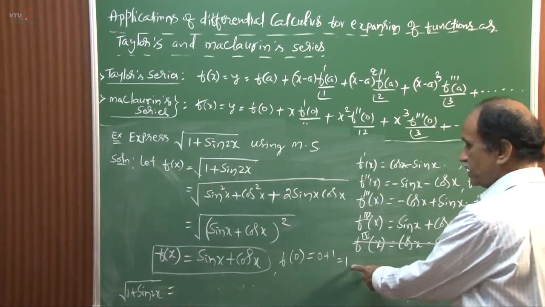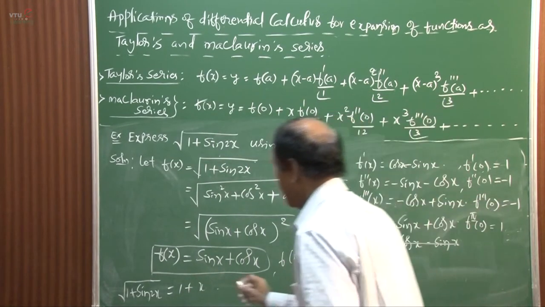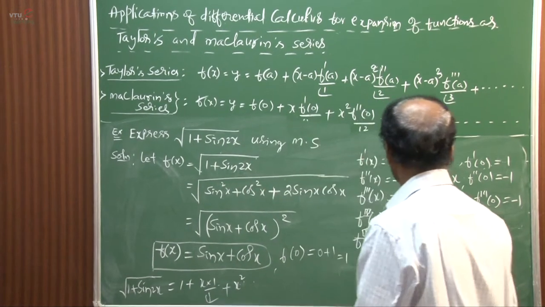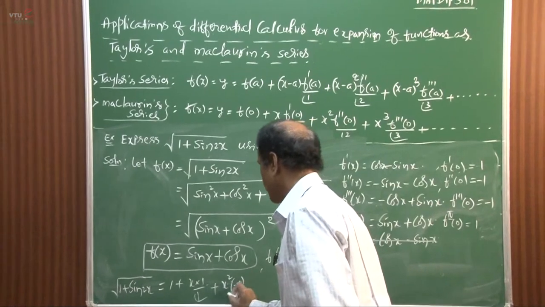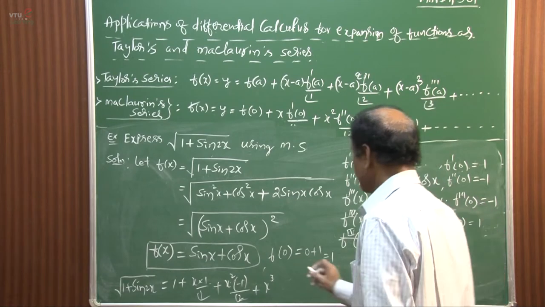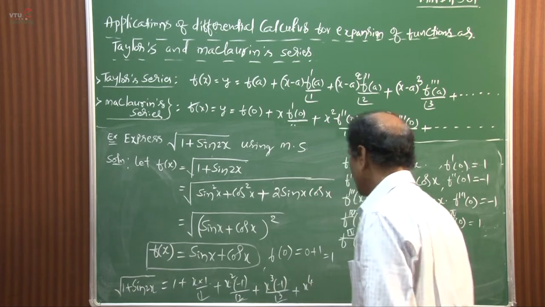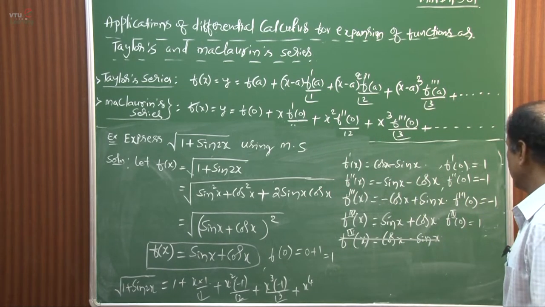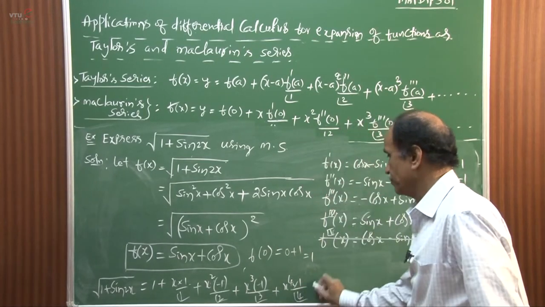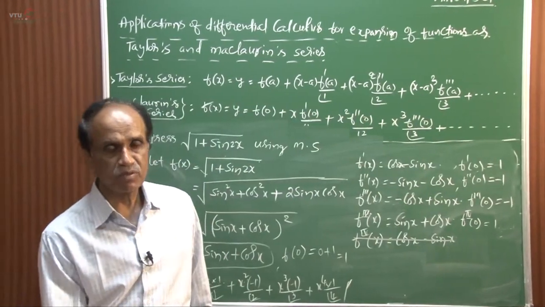First term is f of 0, that is equal to 1, plus x into f dash of 0, that becomes 1 by 1 factorial, plus x square, f double dash of 0, that is minus 1 by 2 factorial, x cube into f triple dash, that is minus 1 by 3 factorial, x to the power of 4, that is the fourth order derivative, into plus 1 by 4 factorial. This is your solution. Like this you can continue for any number of problems in Maclaurin series.